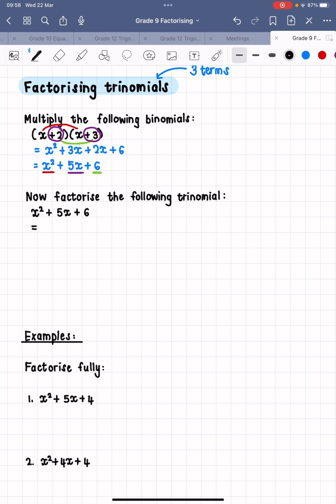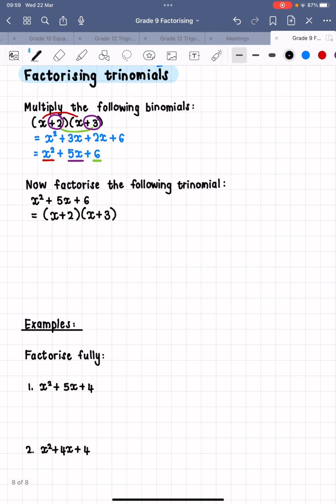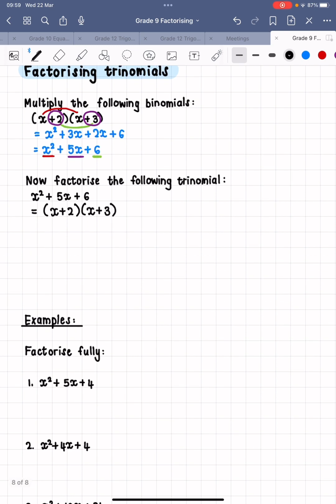Okay, so what is the answer going to be here? What did I start with in my multiplication question? X plus 2 times x plus 3. That is the answer, guys, when we are factorizing that trinomial.